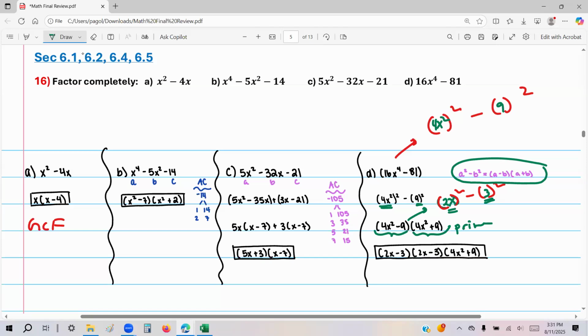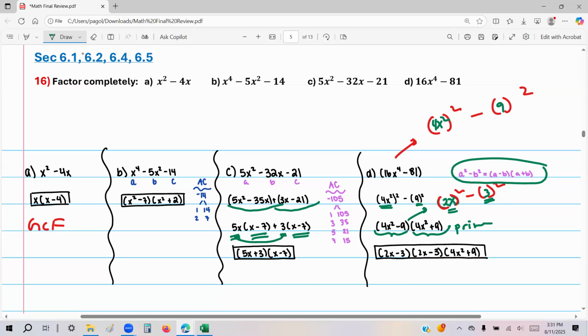And then you group them into two groups. In the first group, we can factor out 5x. And in the second group, we can factor out 3. So you get 5x and 3. And when you factor them out, both groups give you the same outcome, x minus 7. So x minus 7, you pull them out and you combine 5x and 3. So you get 5x plus 3, one factor, and x minus 7, the other factor.